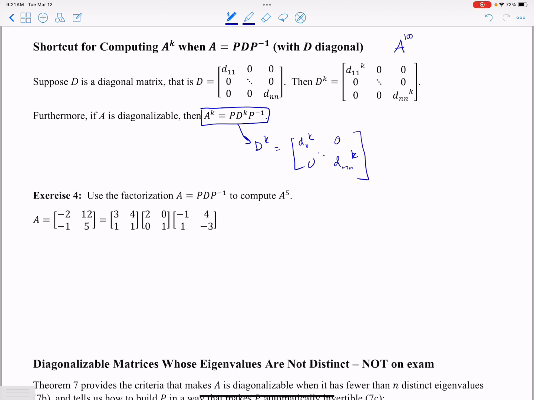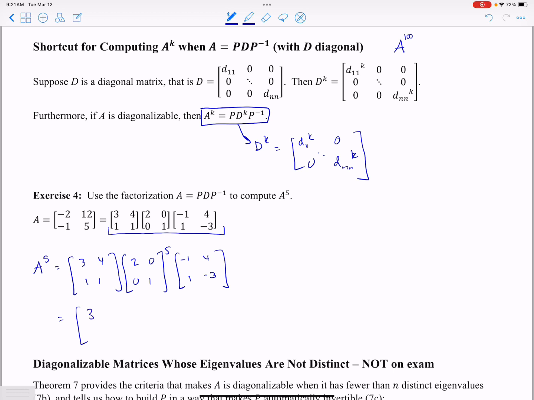So let's use A's factorization, again this P, D, P inverse, to compute A to the 5th. So A to the 5th is P, D to the 5th power times P inverse. And when you're raising a diagonal matrix to the 5th power, you raise each of the diagonal elements. So 2 to the 5th is 32, 1 to the 5th is 1.